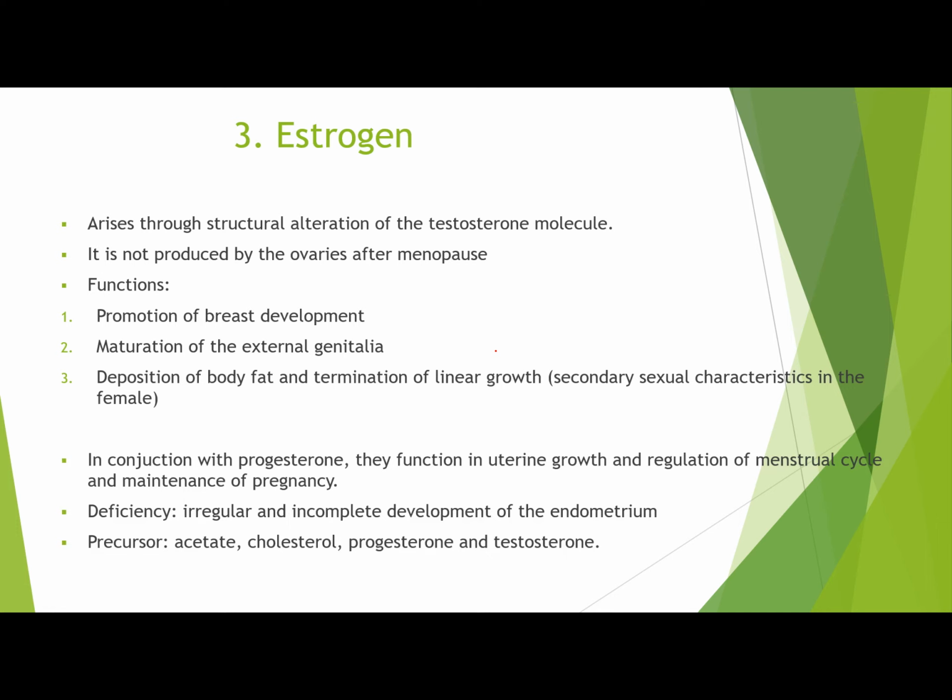Then the third one is estrogen, arises through structural alteration of the testosterone molecule. So galing siya sa testosterone class. It is not produced by the ovaries after menopause. Promotes breast development, maturation of the external genitalia, deposition of body fat, and termination of linear growth. Secondary sexual characteristics in the female. In conjunction with progesterone class, they function in uterine growth and regulation of menstrual cycle and maintenance of pregnancy. Deficiency would lead to irregular and incomplete development of the endometrium.